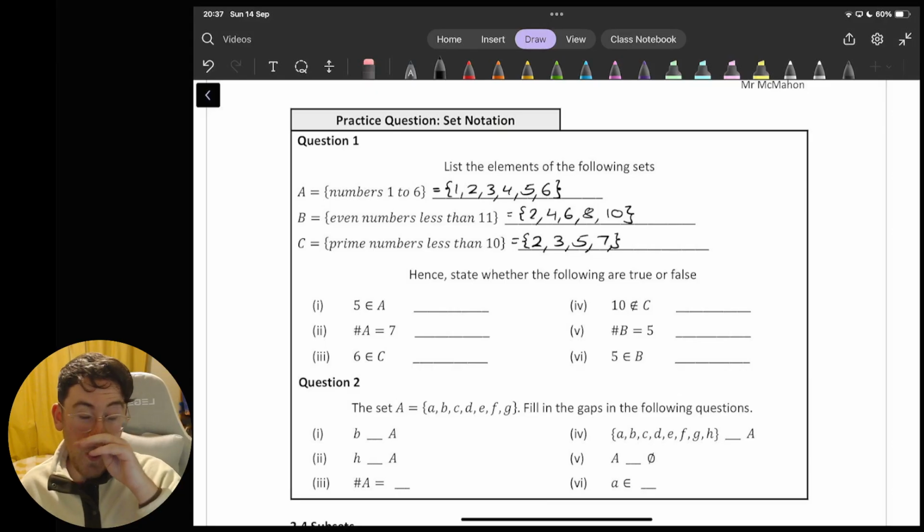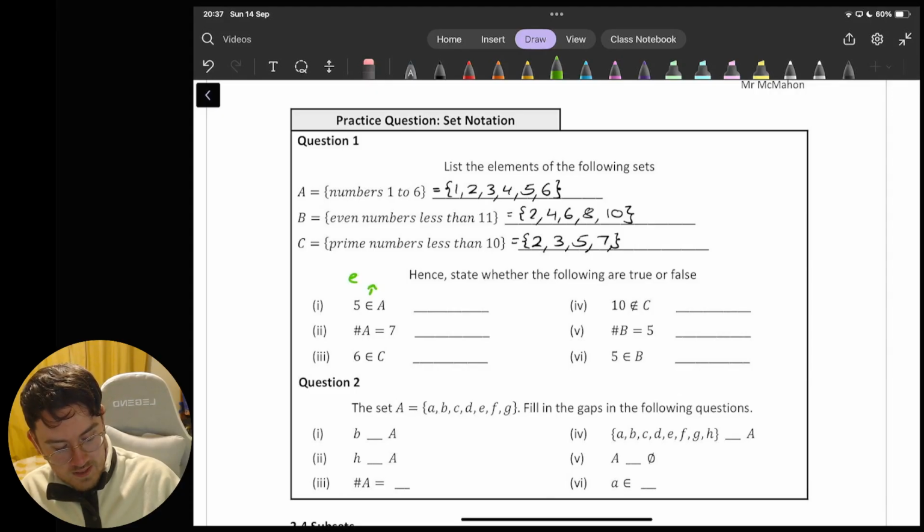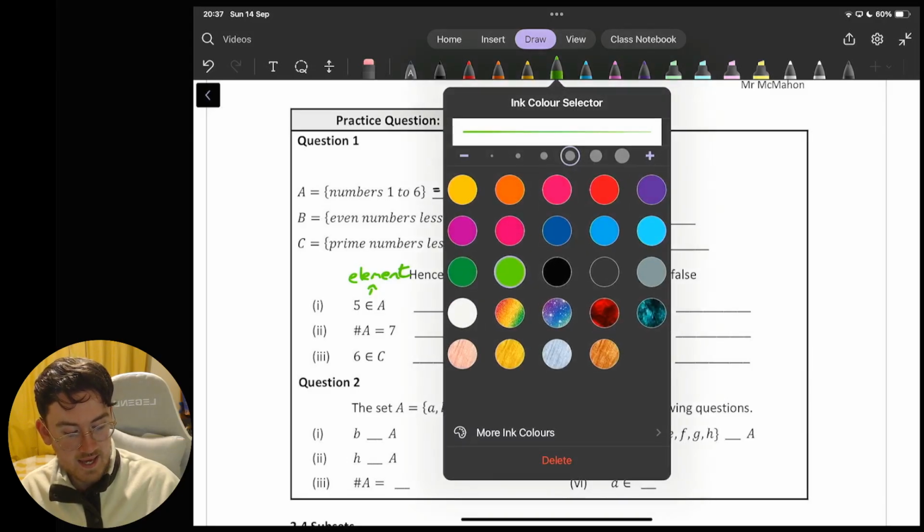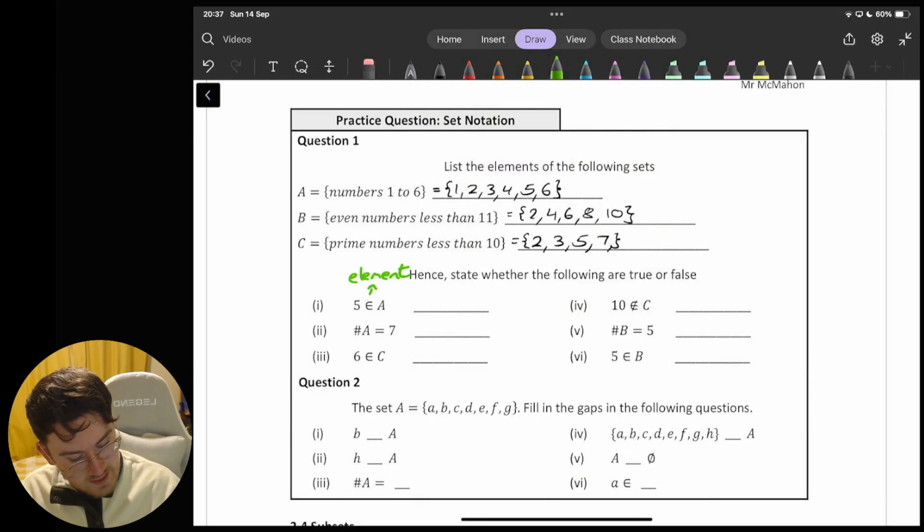Okay. Then we're asked to say whether the following are true or false. The first one, 5 ∈ A, that means element. Okay, so we read that as 5 is an element of A, or 5 is in the set A. So we'll just look at it. Is 5 in the set A? It is, so that is true.